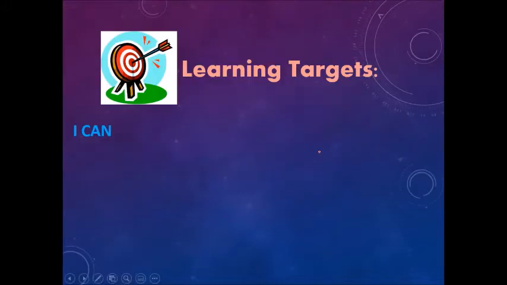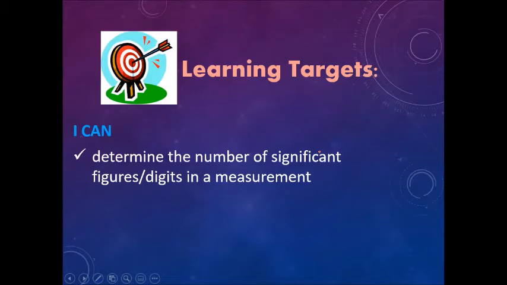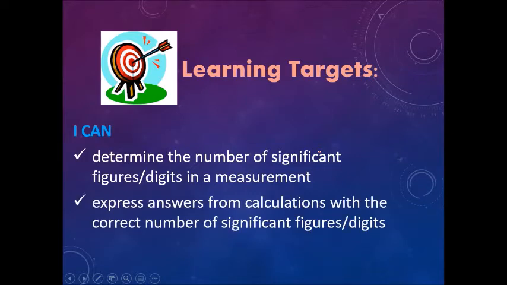The learning targets for significant figures: you can determine the number of significant figures or digits in a measurement. We use it back and forth. Some years we want to call them significant figures, other years we want to call them significant digits. So you can say sig figs or sig digs. It really doesn't matter. And you're going to be able to express your answers from calculations with the correct number of significant figures or digits, whichever way you want to call them.